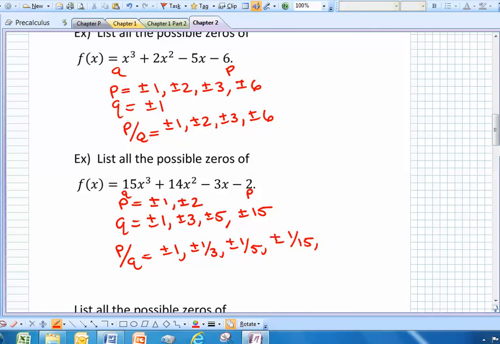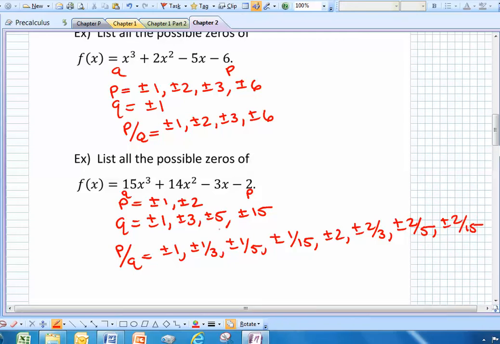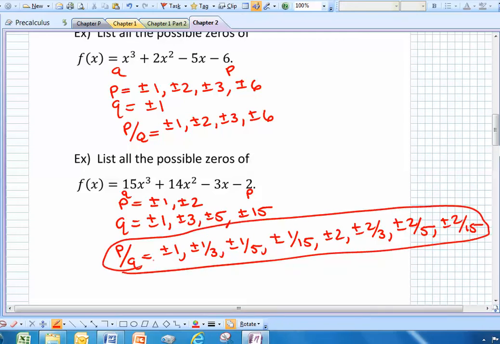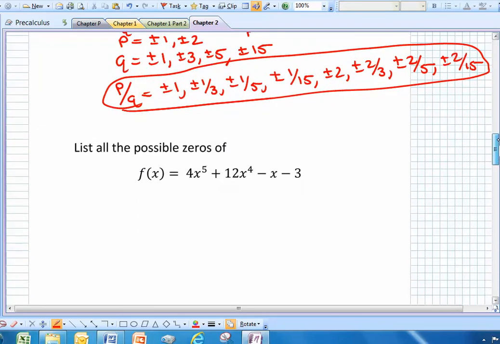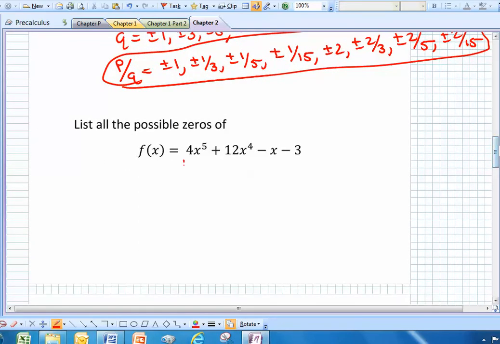Then we go with the 2. 2 over 1 is 2. 2 over 3 is 2/3. 2 over 5 is 2/5. And 2 over 15 is 2/15. And those are all the possible zeros of the function. Not all of them are going to be zeros. Those are the possibilities. So once again, let's try another one.